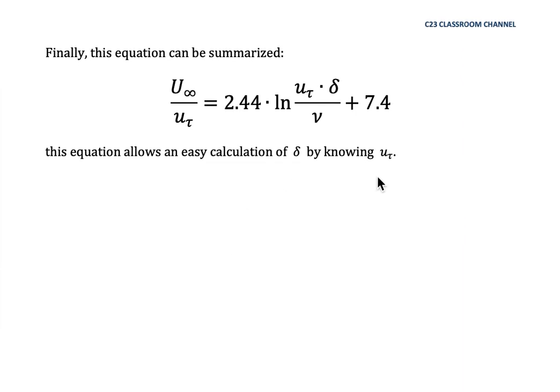And then this is the final equation that you need to understand and remember to solve the boundary layer thickness by knowing the shear velocity u tau. So u over u tau is equal to 2.44 times ln of u tau delta over nu, which is the kinematic viscosity, plus 7.4.